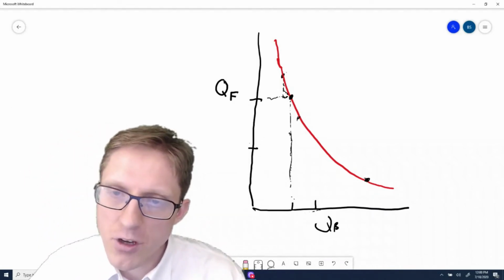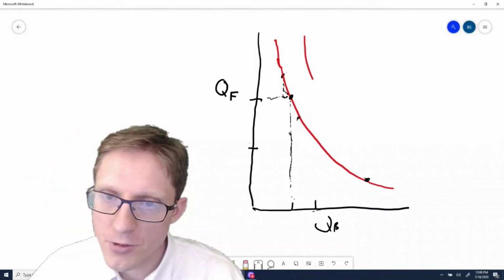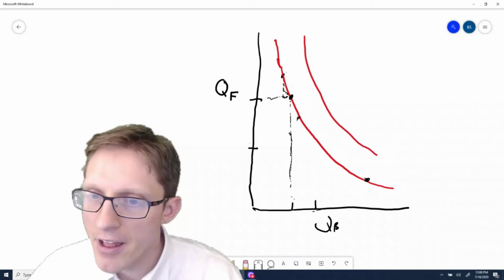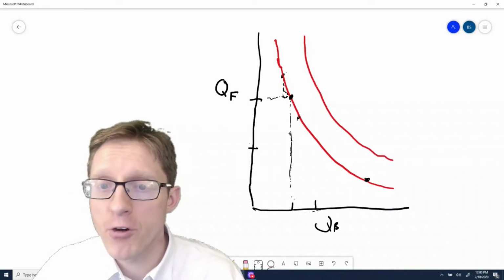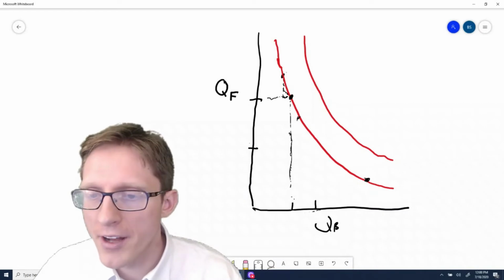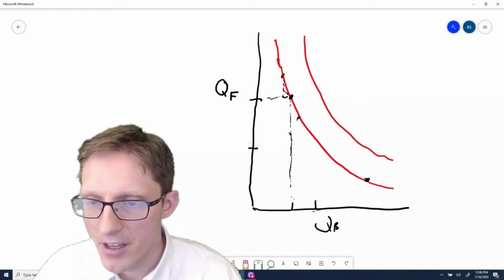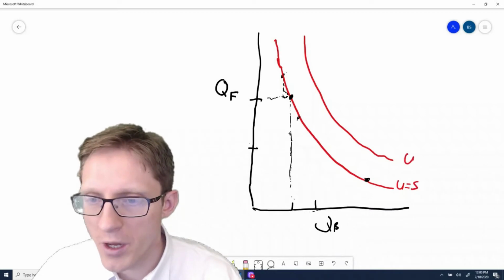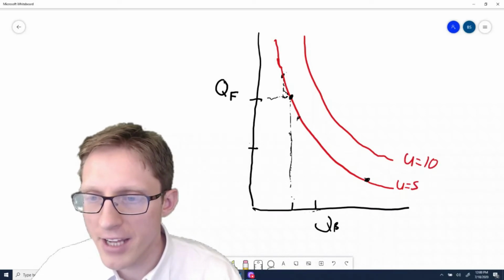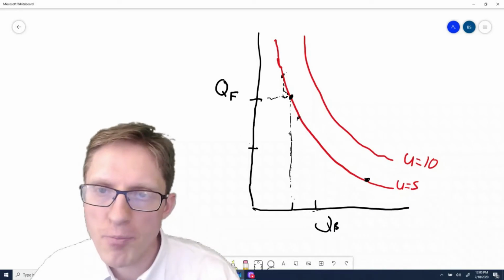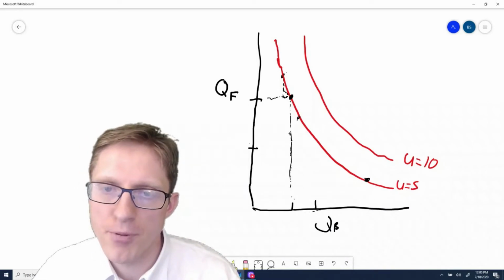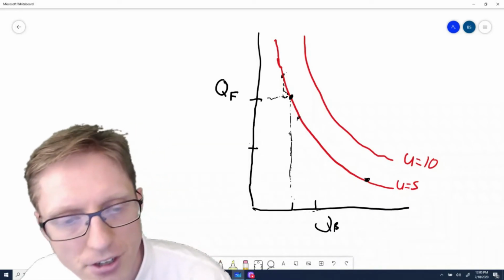Okay, we're also going to assume, if we draw this indifference curve map, that indifference curves that are further up and to the right correspond to higher levels of utility. So this first one might have a utility of 5. This one, which is up and to the right, provides a utility of 10. So all the points on this higher indifference curve are preferred to all the points on this lower indifference curve.